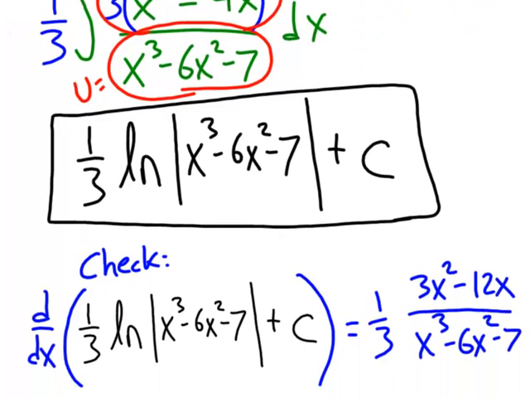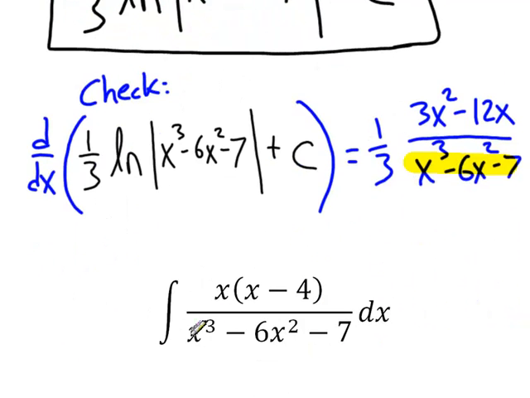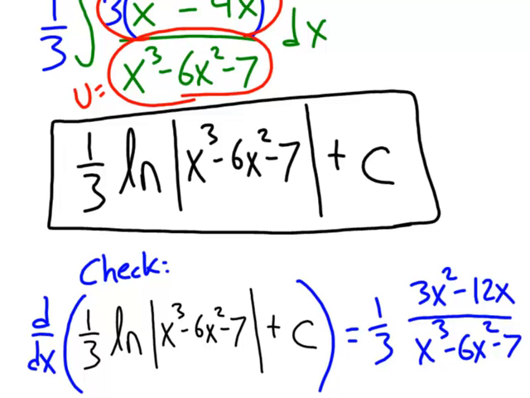So let's check by differentiating. There I've differentiated our answer, and I see that, sure enough, the denominator is the denominator of our original integrand. I see that 3x squared up top divided by 3 gives me x squared, just like x times x gives me x squared. And I see that this minus 12x up top divided by 3 would give me minus 4x, just like down below, minus 4 times x. So, check. All right, let's go on to the next one.